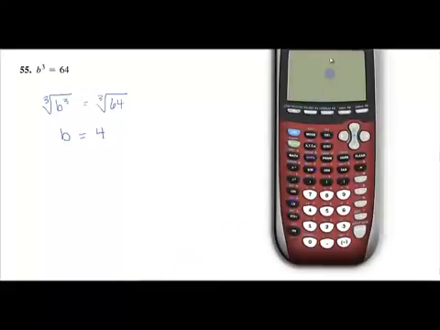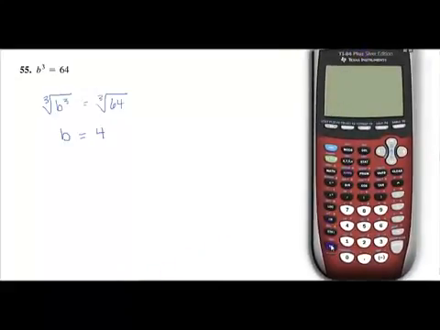You can show this on the calculator. Remember that your cube root is in the math button. For my calculator, it's option 4. We're taking the cube root of 64 and we get 4.